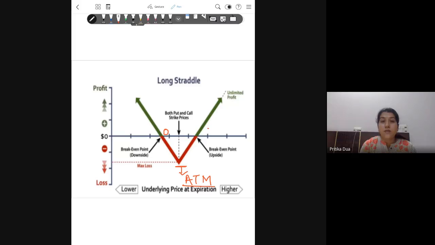Okay, so this is how a long straddle looks like when you are buying both the put and call option at the same exercise price and same expiry date. Okay, we'll stop here.